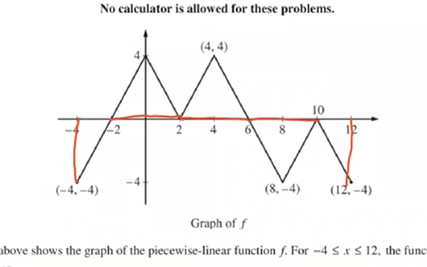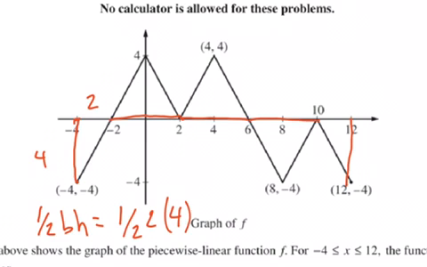So what's the area of this triangle? Well, we know that from 0 to -4, that's a distance of 4. From -4 to -2, that's a distance of 2. The area of a triangle is 1/2 base times height, so it's going to be 1/2 the base, which is 2, times the height, which is 4, and this is going to give me 4.